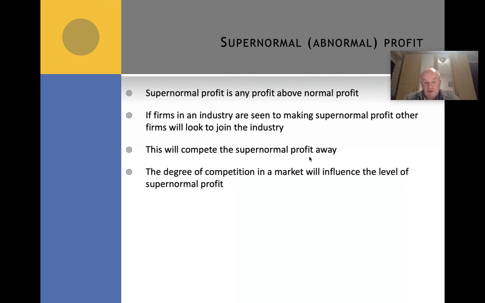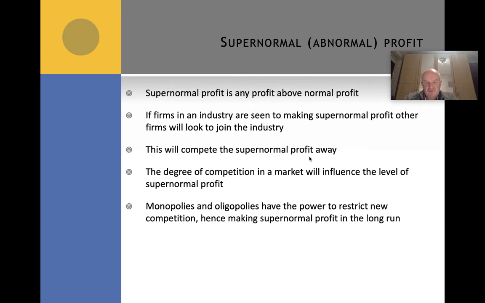Obviously, the amount of competition in a market will influence the level of supernormal profit that any business can achieve, and also the timescale within which it can do that and for how long it can sustain it. You tend to find that supernormal or abnormal profits are in markets that have monopoly scenarios or some monopoly power, maybe oligopolistic examples too, where there's an opportunity to restrict new competition. In the long run, you could maintain that supernormal profit if you've got a point of differentiation or some monopoly power of some description.